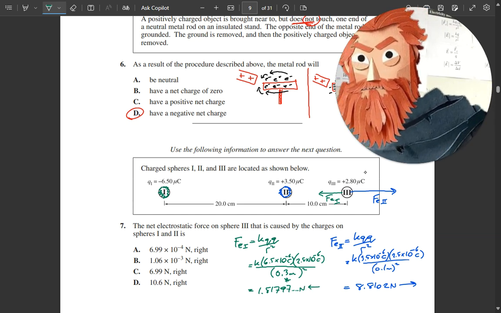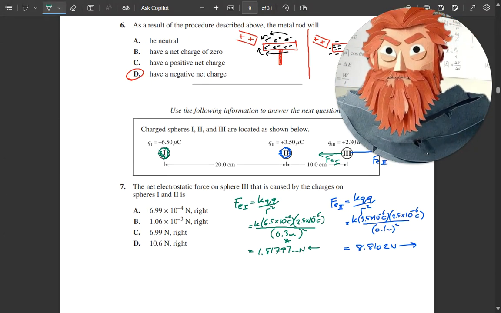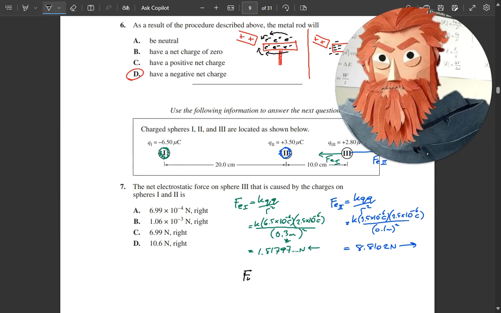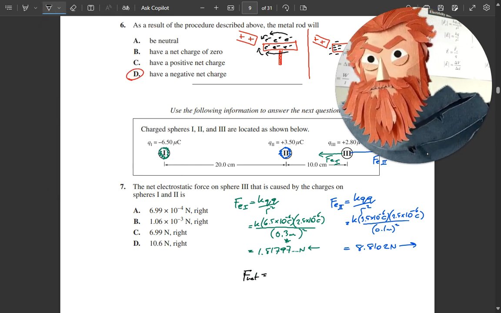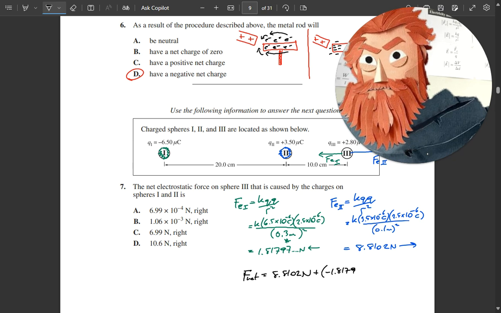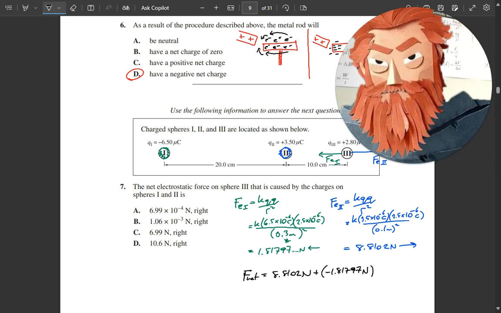So let's just say that this one's negative and that one's positive. When I do my F net, let's just make my F net black again here. When I add these together, I'm going to be adding the 8.8102 with a negative other number. So technically I'm minusing it.